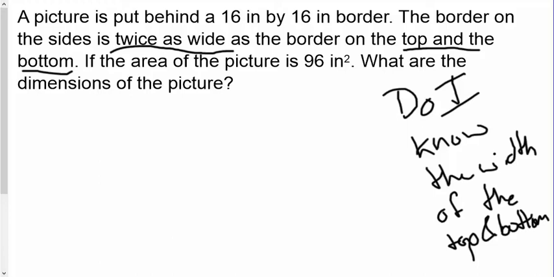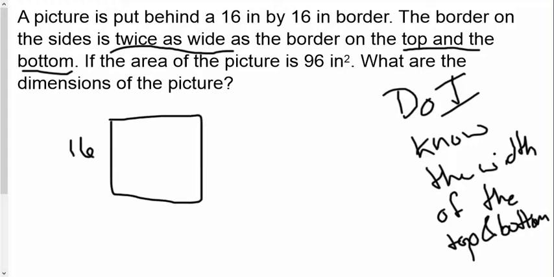So whenever we're creating this, we're going to have to use x for that. First let's start with our beautiful picture. Wow, perfect square. So 16 inch by 16 inch. And we know that here's our picture. Okay, and we are told that the border on the sides is twice as wide as the top or bottom. So if I don't know the top or bottom border, I'm going to label that with a nice x, which means if that's x, then the sides have to be 2x.